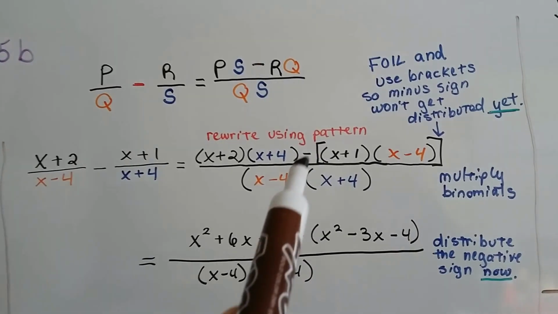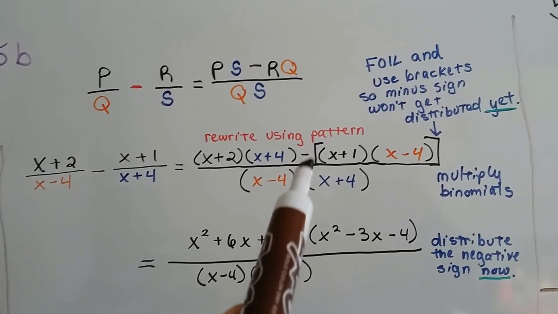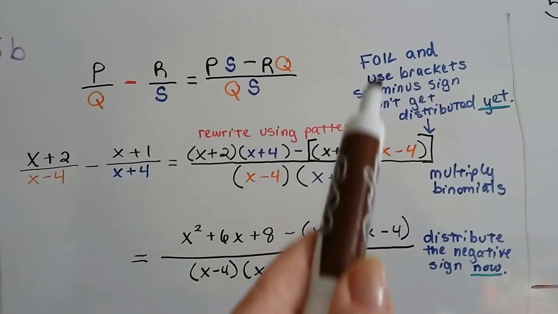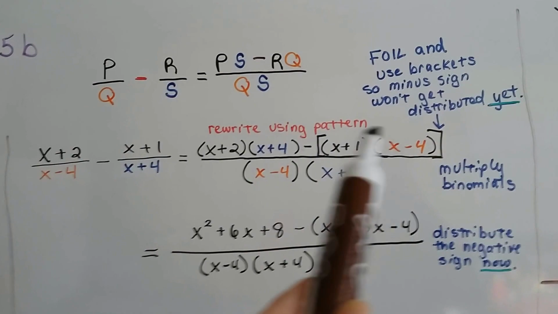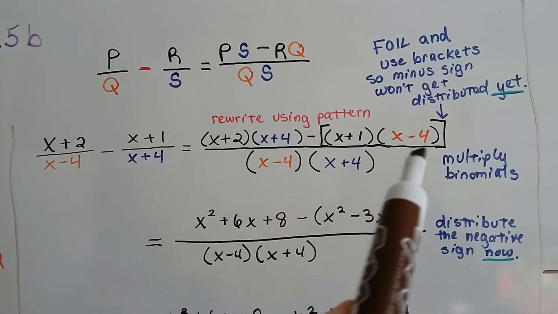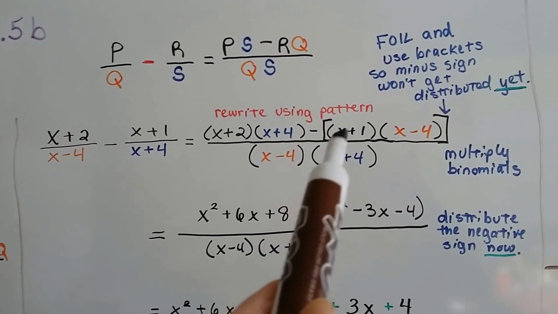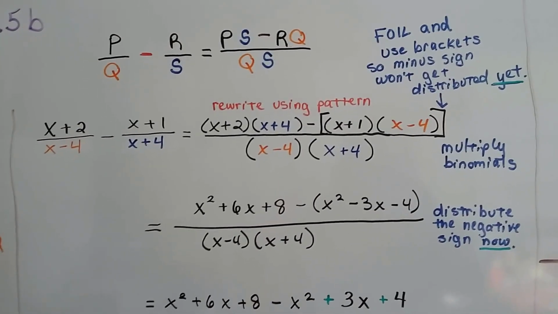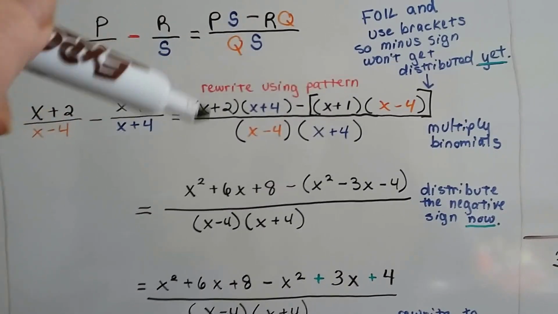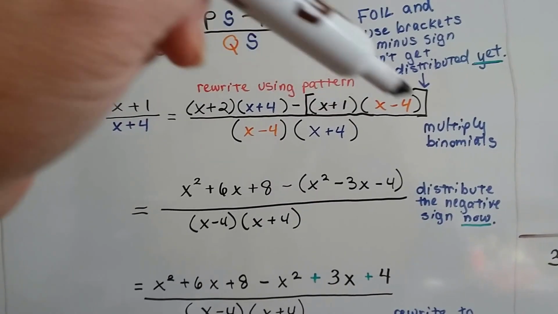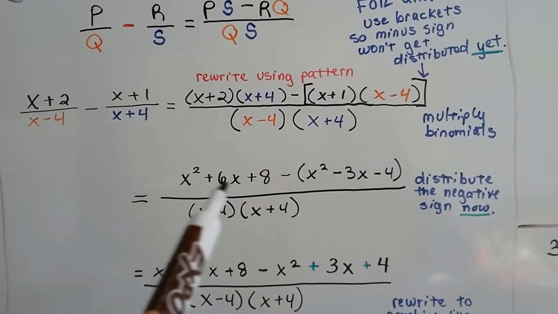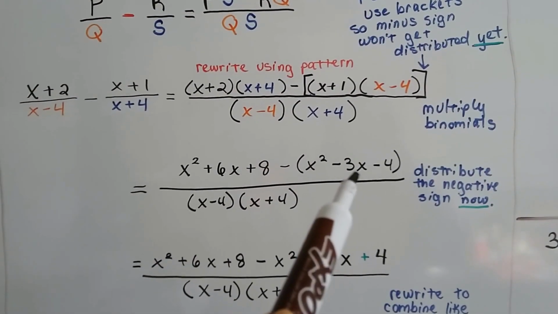Now, because there is a minus sign here, we don't want to distribute it yet, okay? We need to FOIL first. We need to multiply these binomials together by using the FOIL method. So we're going to put brackets around it because we don't want to multiply the negative in yet, okay? We don't want to distribute that negative. So the first thing we're going to do is FOIL these two binomials, write our subtraction sign, then we're going to FOIL these two binomials, all right? And we end up with these two trinomials.